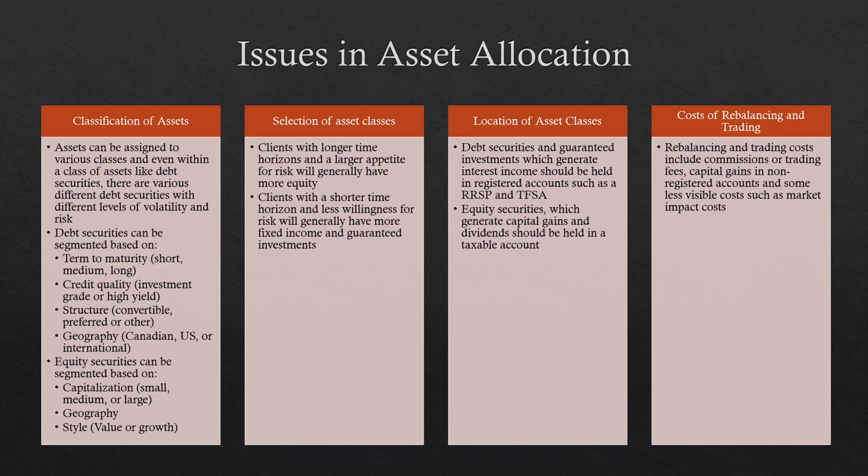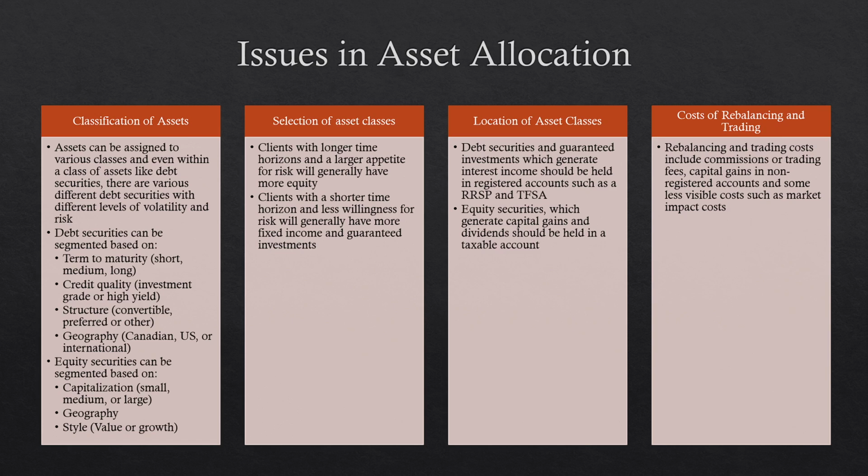Location of asset classes. So debt securities and guaranteed investments which generate interest income should be held in registered accounts such as an RSP and TFSA. If it is inside of a non-registered account, then that interest income is fully taxable. Equity securities, which generate capital gains and dividends, should be held in a taxable account if you do have one. So basically, if you have a lot of different registered investments and a non-registered account, it is better to overweight or put more of the equities in that taxable account because it is just more tax efficient.